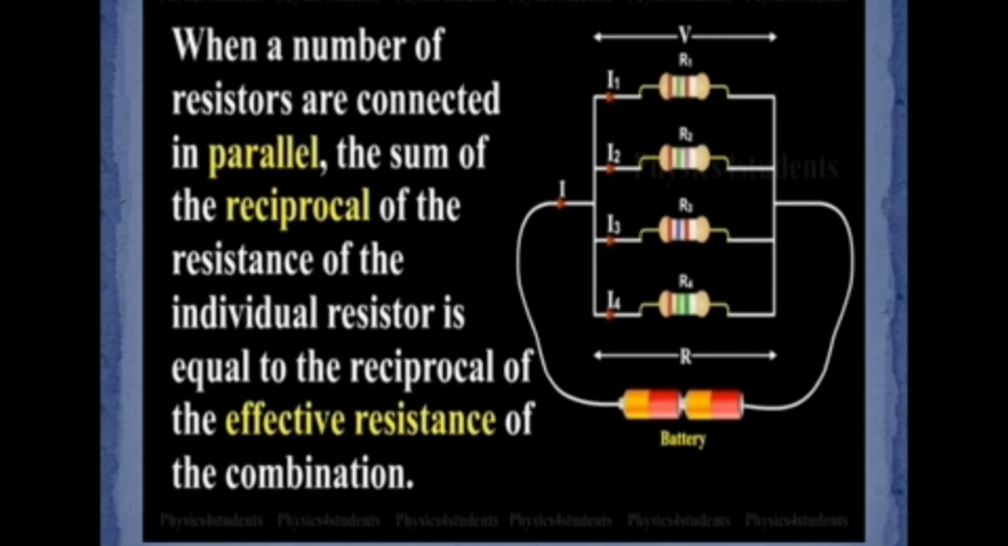So when a number of resistors are connected in parallel, the sum of the reciprocal of the resistance of the individual resistors is equal to the reciprocal of effective resistance of the combination. So reciprocal of the effective resistance is equal to the sum of reciprocal of all the individual resistors.